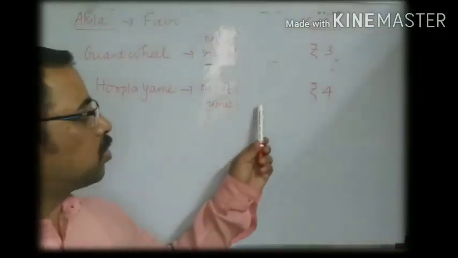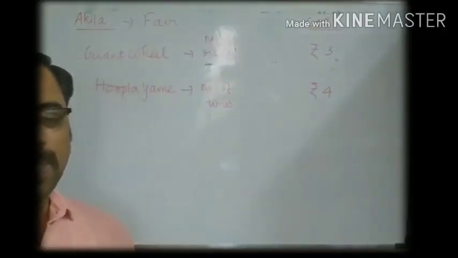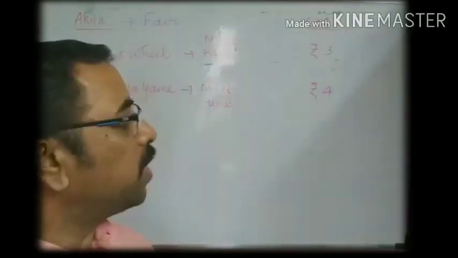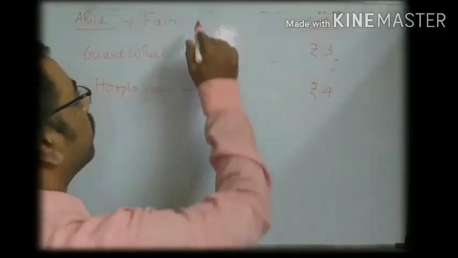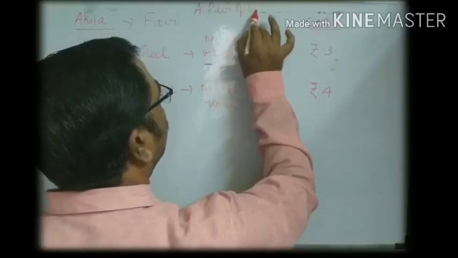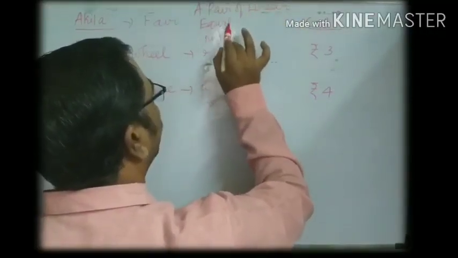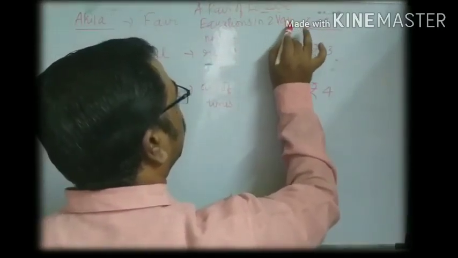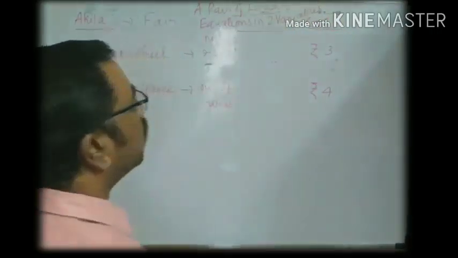To solve this kind of situations, as you have learned in your class 9, we can represent them in the form of, yes, you are right, linear equations in two variables. And that is going to be our chapter name that we are taking for today. It is a pair of linear equations in two variables.